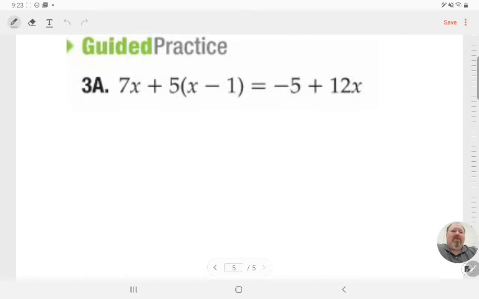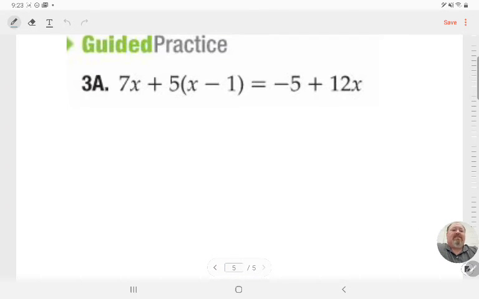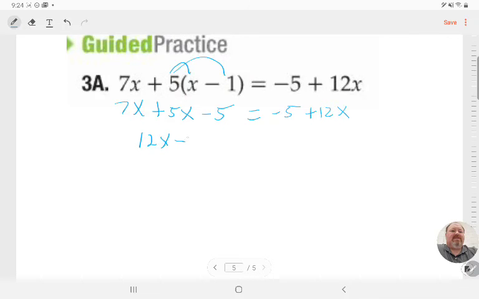Here's one we can work together. 7x plus 5 times the difference of x and 1 equals negative 5 plus 12x. Remember, we distribute first, so we have 7x plus 5x minus 5 equals negative 5 plus 12x. Combine our like terms, that gives us 12x minus 5 equals negative 5 plus 12x.